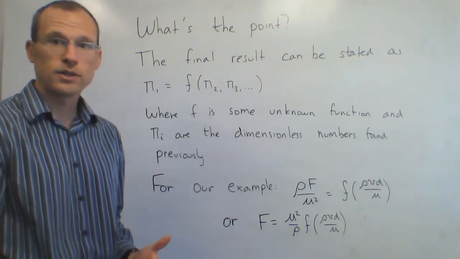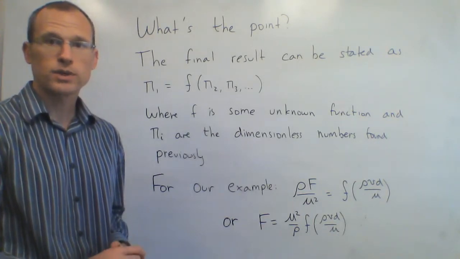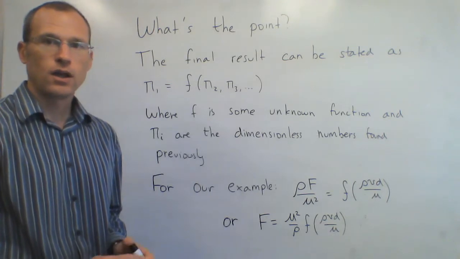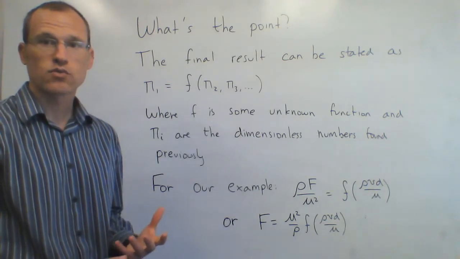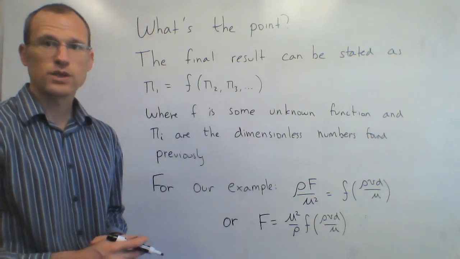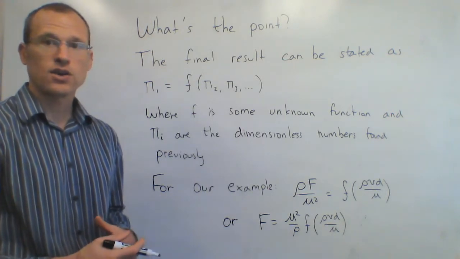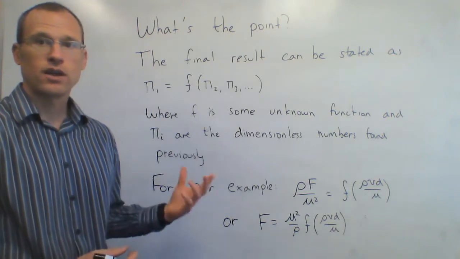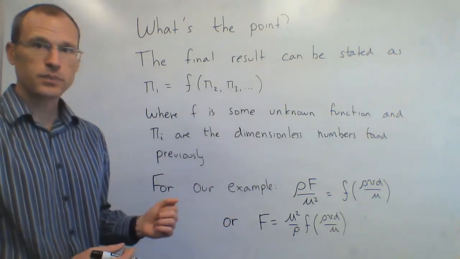So how does this all help us? Again, we know the point of this was to reduce the number of variables. So we reduced the number of variables in our problem from 5 to 2, but how does that actually help? The point of this problem was to find the drag force on a sphere. So how do we find the drag force on a sphere from our previous results?